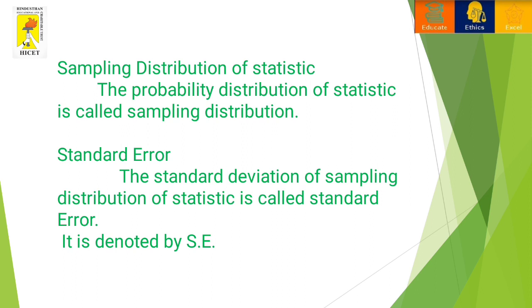Sampling distribution of statistic. The probability distribution of statistic is called sampling distribution. Standard error. The standard deviation of sampling distribution of statistic is called standard error. It is denoted by SE.